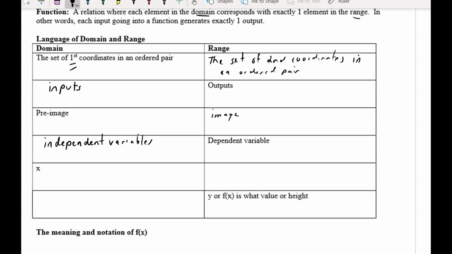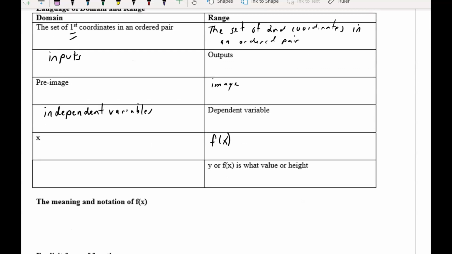Okay, if x is the input, then f of x is the output. You probably were going to guess y there, but we're going to stick with f of x. Sometimes we consider x to be where something is, meaning on the x-axis, and y is what it is, or the height. So y, or f of x, is the height. So I could say, where does the function have a height of 3? And I would say, what is the height when x is 3?